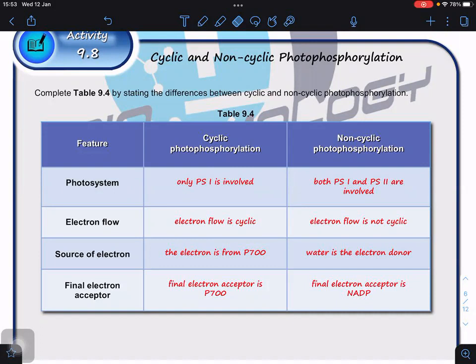So in the non-cyclic case, water is the one that donates the electron first. We are looking at the net effect of the whole process, the whole flow. The net effect is that water is the one that gives out the electrons.